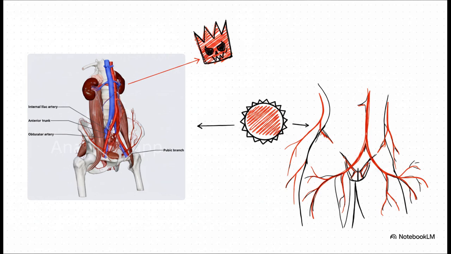Right next up, we can trace the obturator artery. It runs right along the side wall of the pelvis until it finds this little opening called the obturator canal. That's where it exits the pelvis to supply the muscles of your inner thigh. Oh, and remember that dangerous crown of death we talked about earlier? Yep, this is the artery that often forms that tricky connection with the pubic branch up near the abdominal wall.